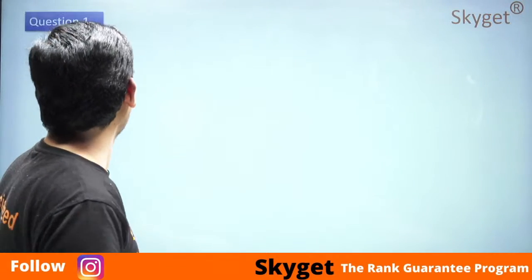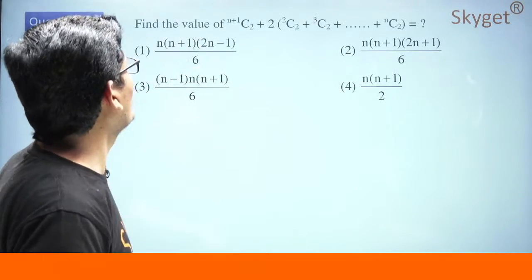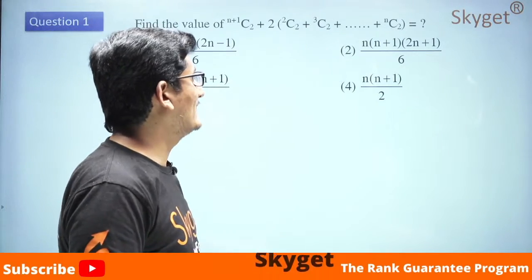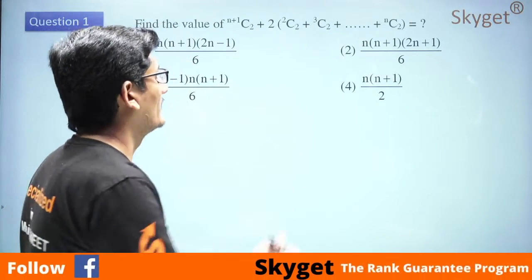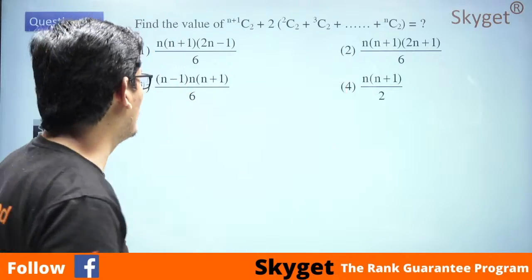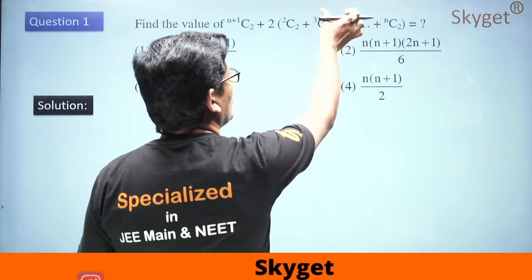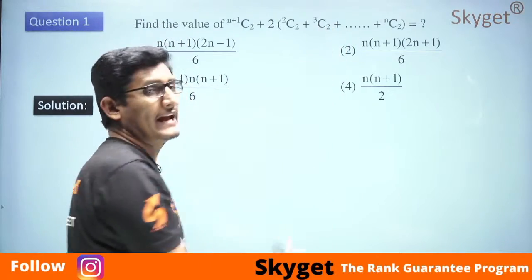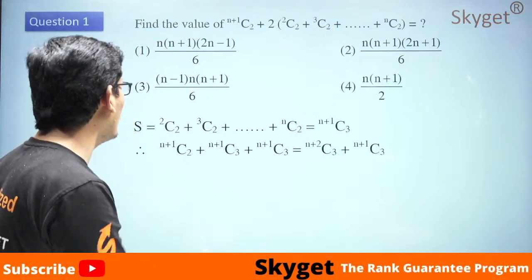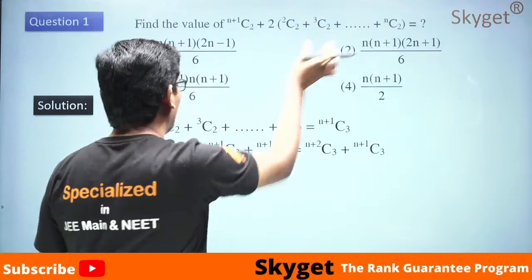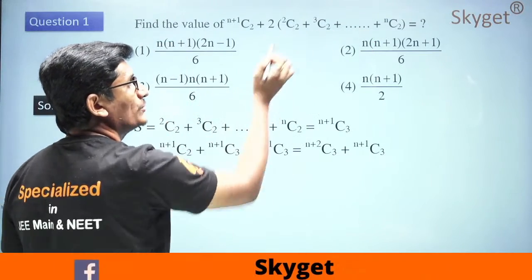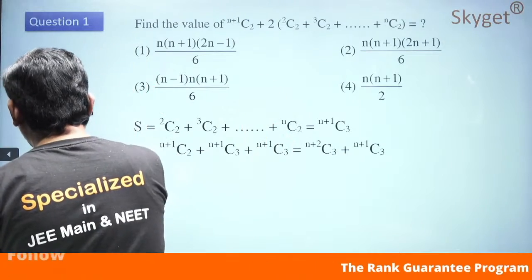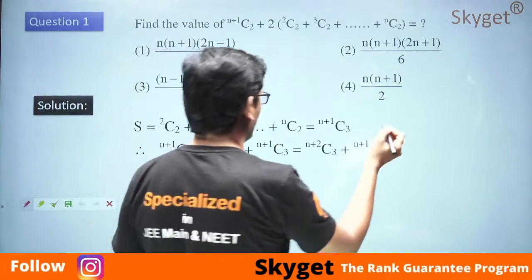Now see the first problem, students. Find the value of n plus 1 C2 plus 2 times of 2 C2 plus 3 C2 plus up to n C2. Simple, here we have to use the formula for the sum of 2 C2 plus 3 C2 up to n C2. Here the formula is n plus 1 C k plus 1. So let this value be S, equal to 2 times of 2 C2 plus 3 C2 plus up to n C2. Here the formula is n plus 1 C r plus 1.